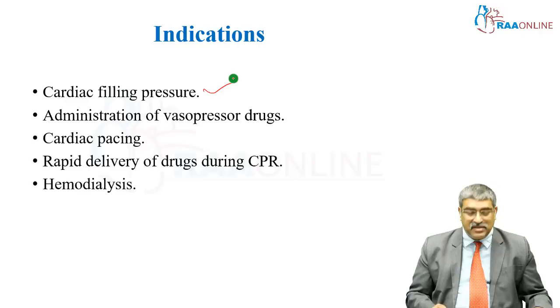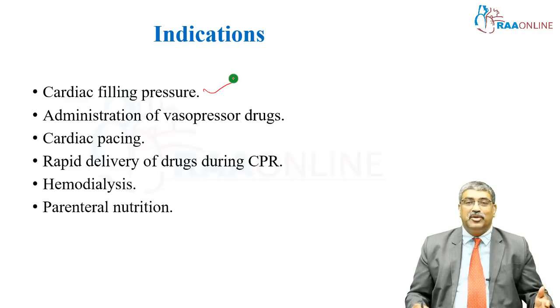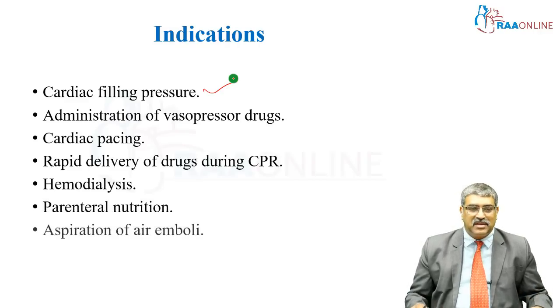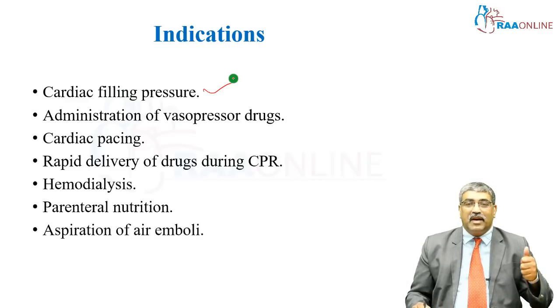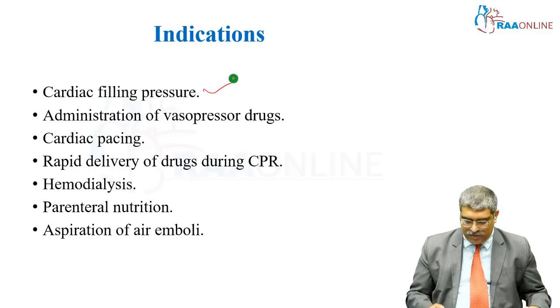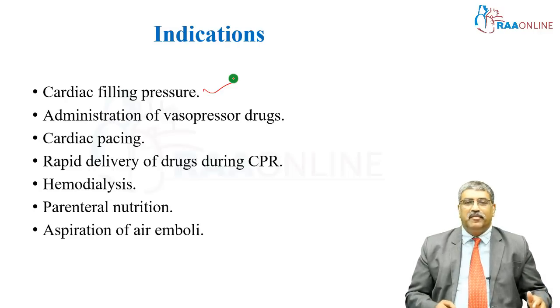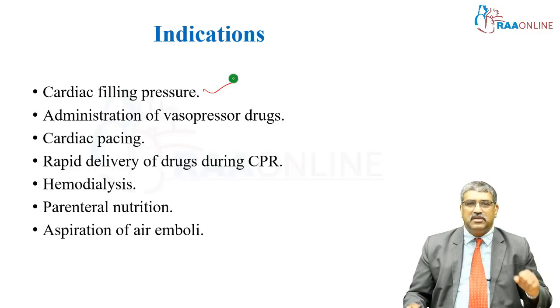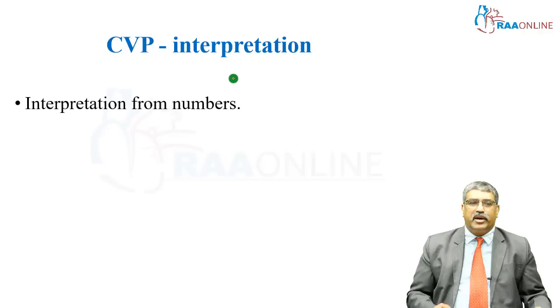Hemodialysis, you need a central line. Parenteral nutrition, also you require a central line. And in case of aspiration of air emboli. These are all the various indications for central venous pressure monitoring.